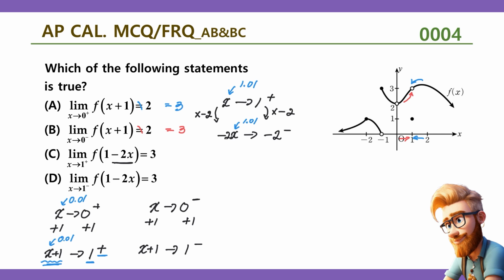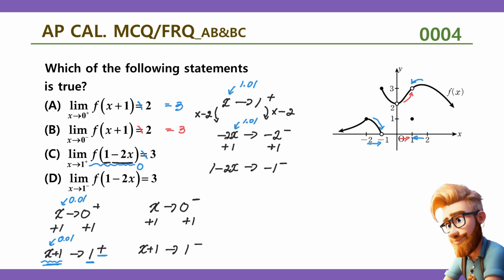So let me continue this problem. We have negative 2x approaches negative 2 from left-hand side. And here we have 1, right? So we have to add 1. Then 1 minus 2x approaches negative 2 plus 1, that's negative 1, from left-hand side. So let's look at this graph right here. As 1 minus 2x approaches negative 1 from left-hand side, the function approaches 0, right? So this function approaches 0, not 3. Okay? Okay, and answer choice D.